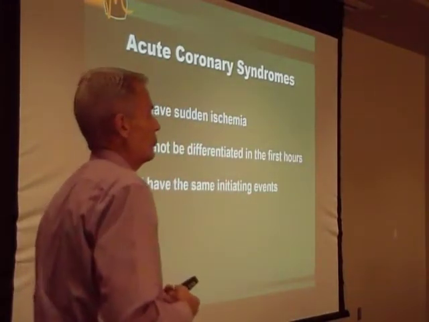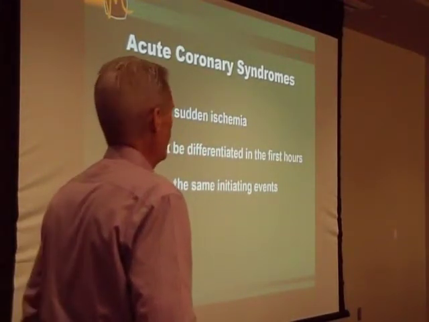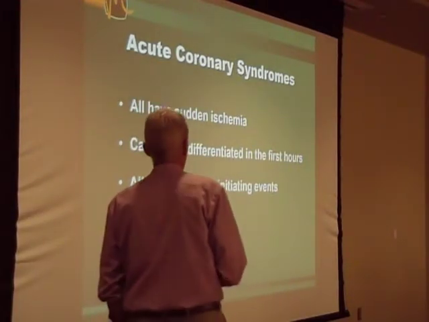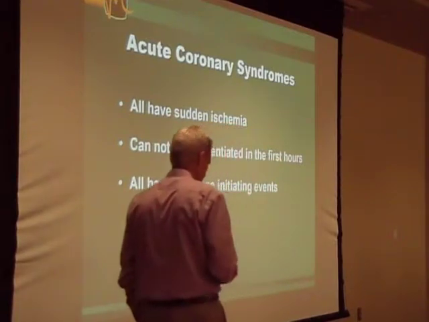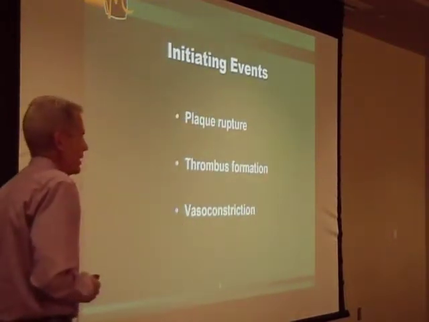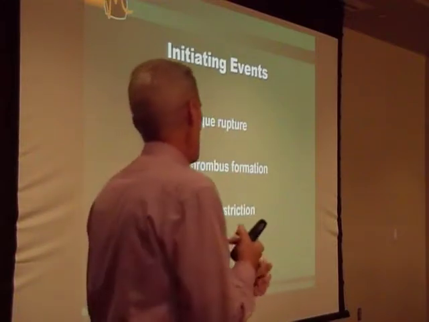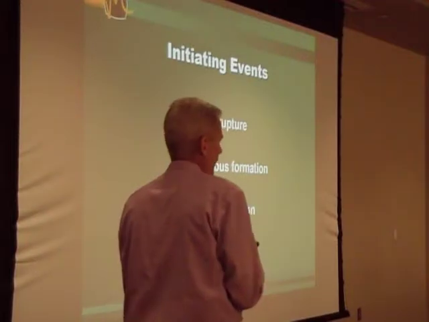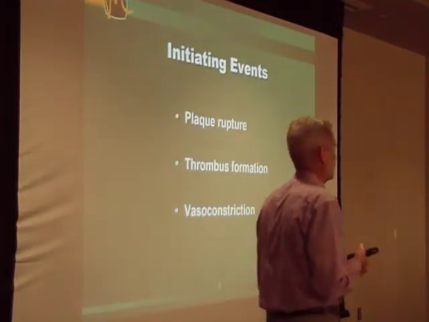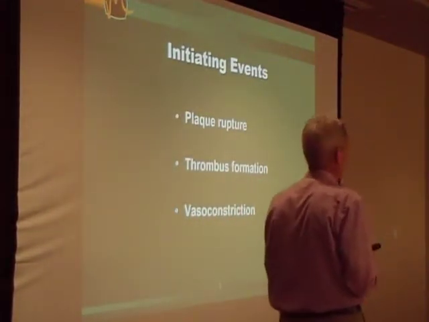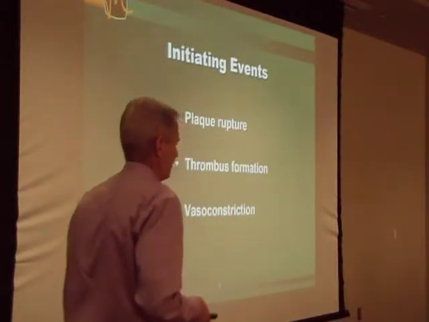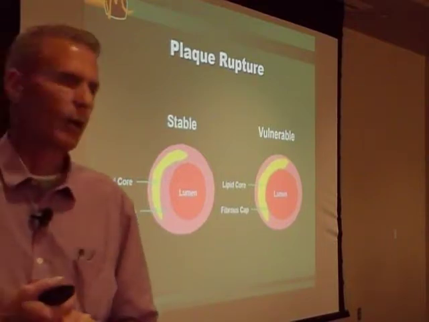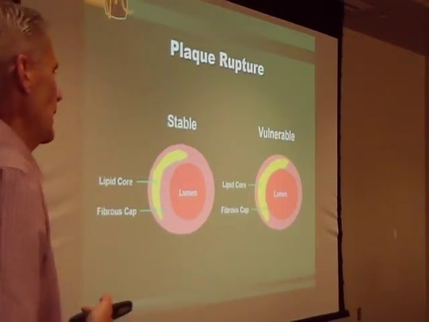So the acute coronary syndromes all have the same initiating events. All have sudden ischemia, can't be differentiated within the first several hours, and they all have the same initiating events. And here are those initiating events. There is a plaque that ruptures, there is a thrombus that begins to form, and to some degree there's vasoconstriction of a coronary vessel. So I've given you these nice colored pictures to look at in your book, and I want to start here.